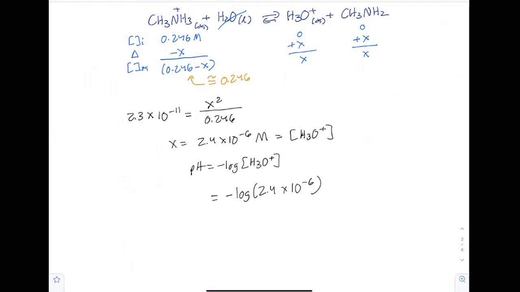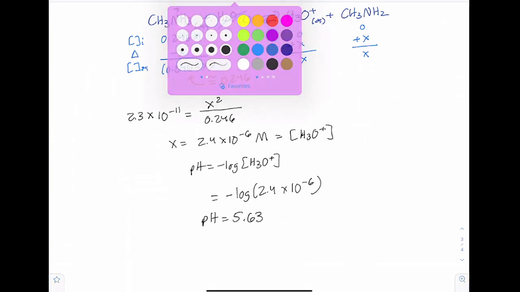Grabbing my calculator again. I am keeping the entire number in my calculator from the last step. So again, if you're clearing it out and retyping it in, you might get something a little bit different than me. And I got my pH to be 5.63. If you did clear it, you're probably going to get 5.62, and that's perfectly fine.